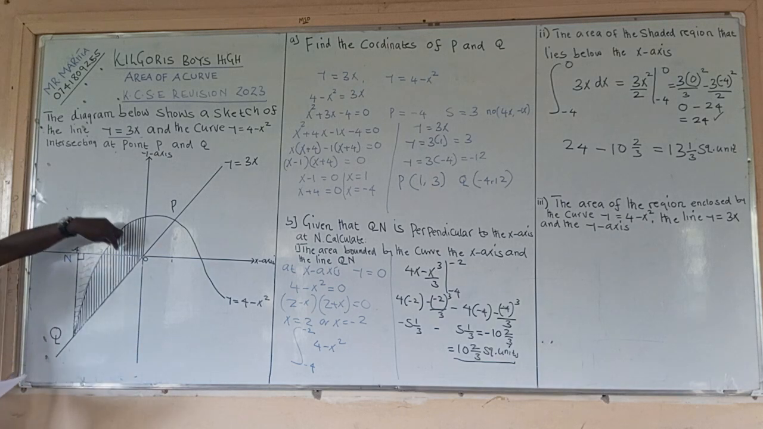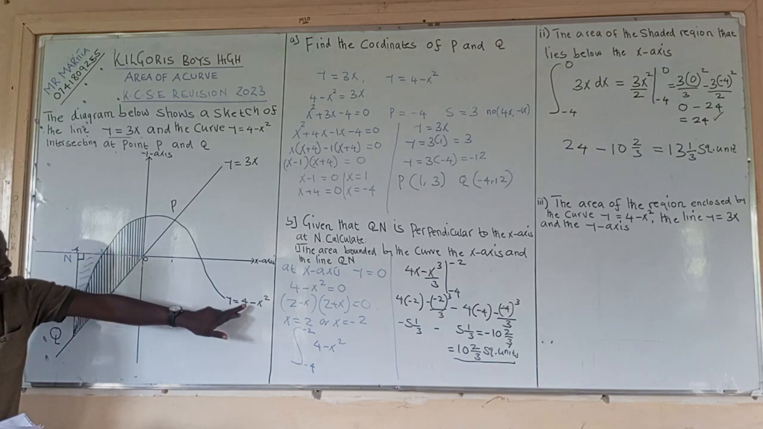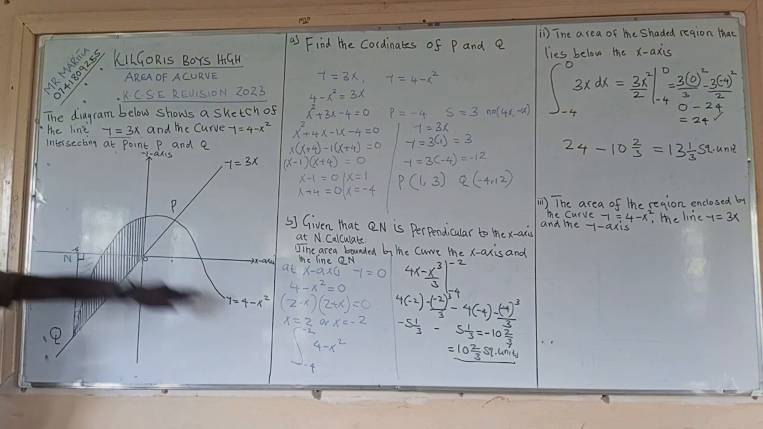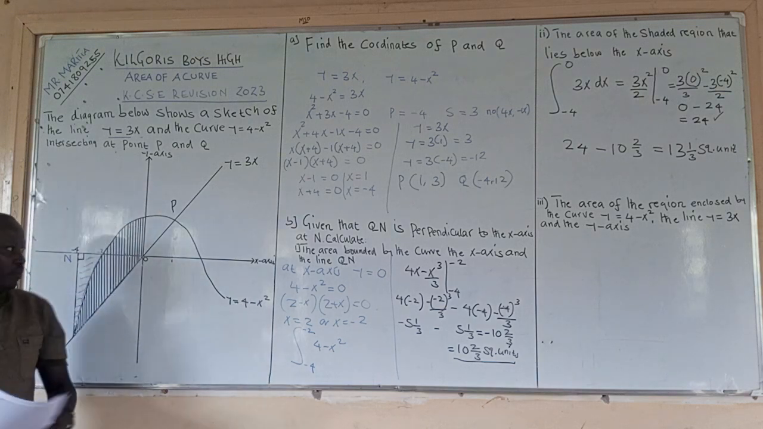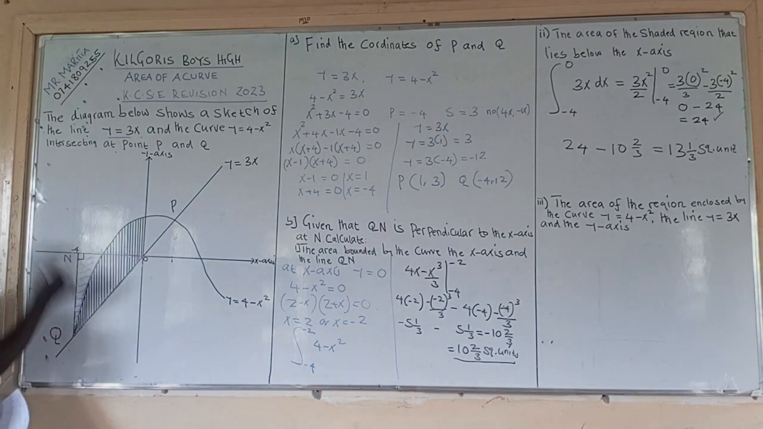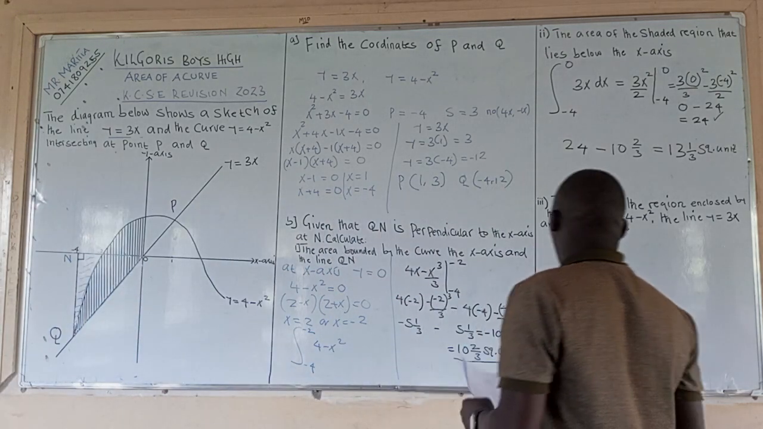And now we are finding the area between negative 2 and 0, and the curve y equals 4 minus x squared. The area above the x-axis, which is shaded, we have from negative 2 to 0 under the curve y equals 4 minus x squared. So first we find this area here, and then we add the area below the curve. We can then have the total area of that shaded region.